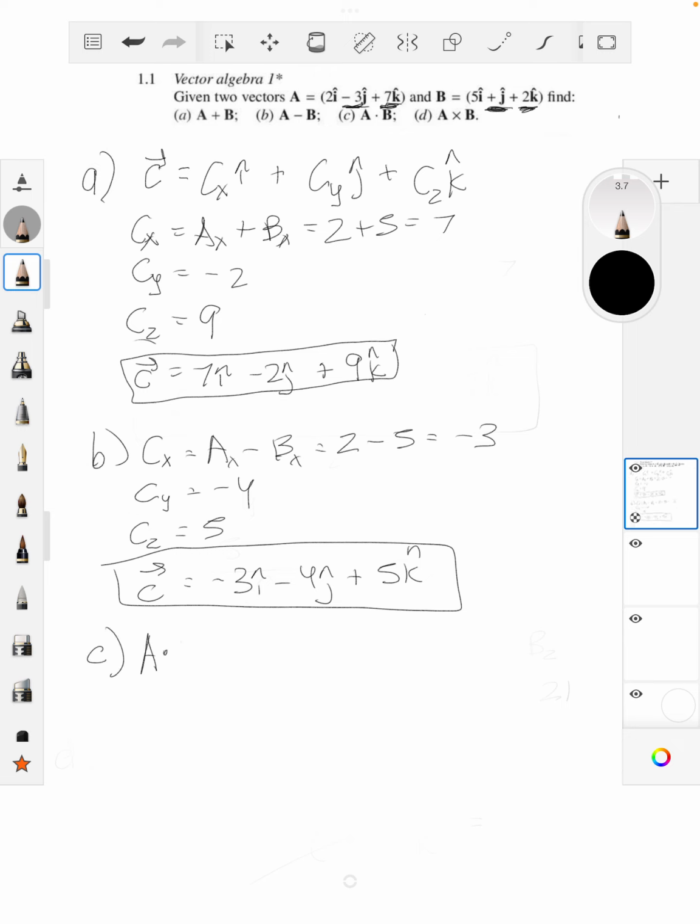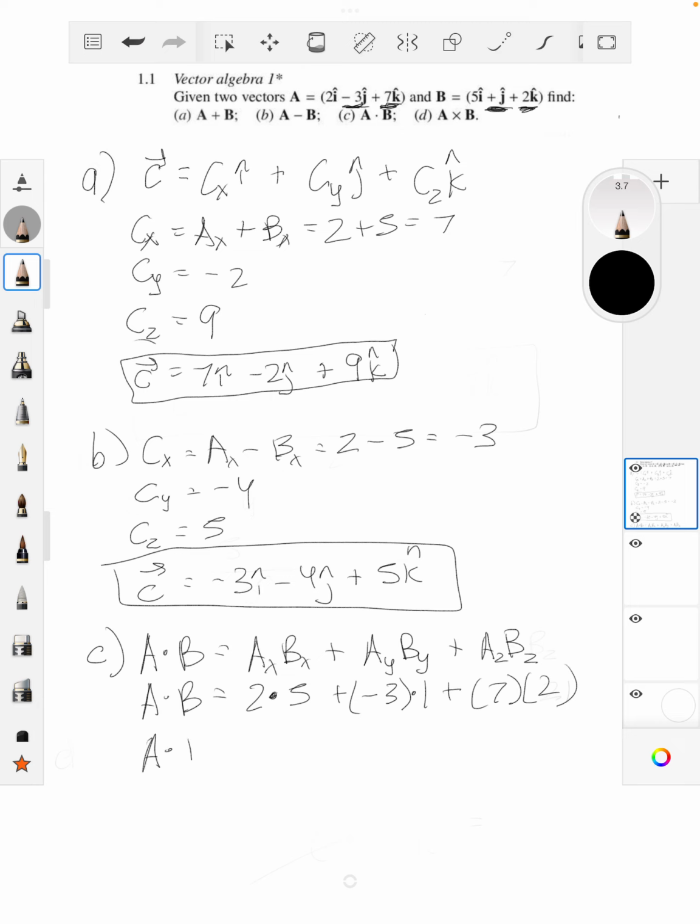Okay, and part C is to find the dot product. The dot product of two vectors is just their x components multiplied together plus y components multiplied together plus z components multiplied together. And so we can just sub in our values since we know all of these values. Ax is 2, bx is 5, ay is -3, by is 1, and az is 7, bz is 2. So we get a dot b is equal to 21.